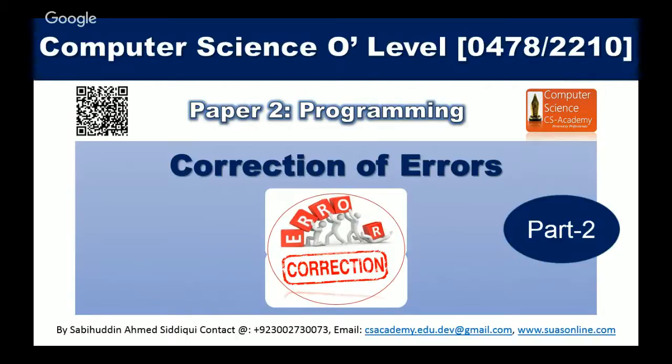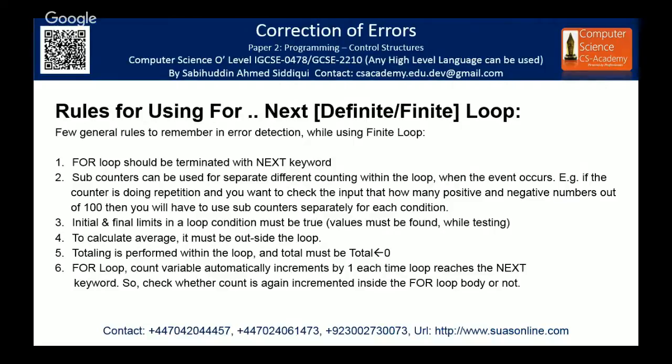Now I'm going to shift over to the second type, which is the for loop. The rule to be remembered for implementing a for next loop is that the for loop should be terminated with the next keyword. If you see something like counter equals counter plus one or other statements, that can be used to count for sub entries but not for count complement. For count complement, it is for and next.